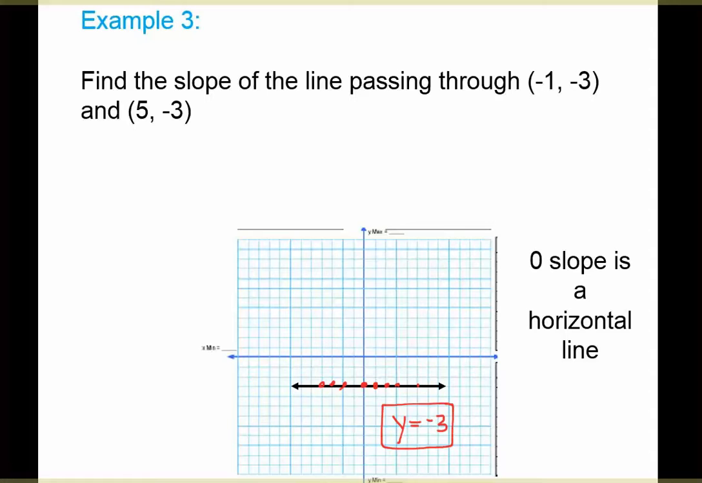Okay, connect that to what we're doing. Take a look at the ordered pairs. This y-coordinate is negative 3. This y-coordinate is also negative 3. Any point on this line is going to have a y-coordinate of negative 3. And that's why the name of the equation is y equals negative 3. Okay, and hopefully you remember that.